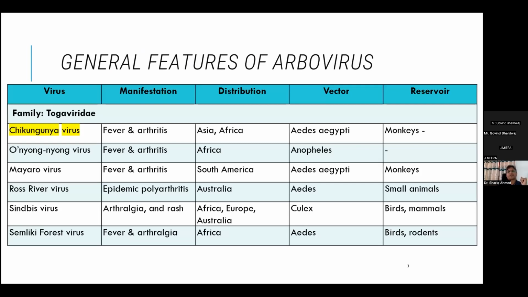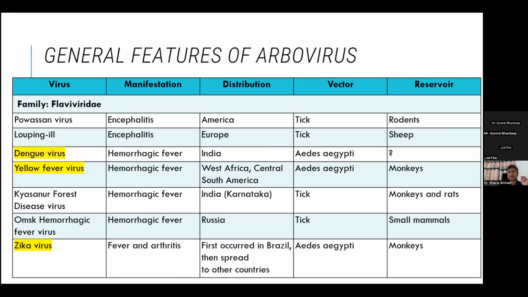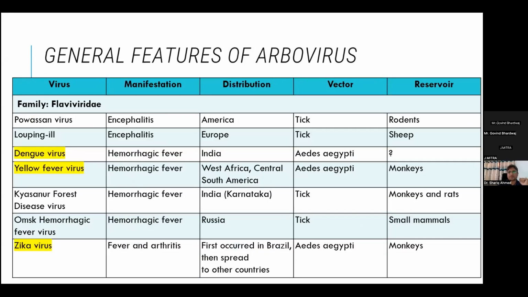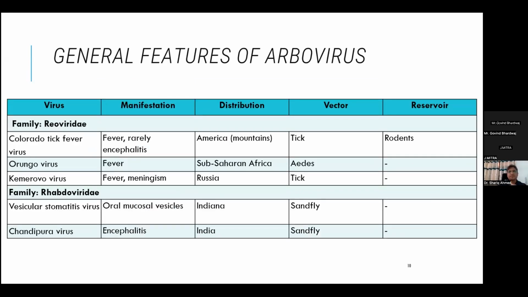Arboviruses are further divided into five families, like Togaviridae, which include chikungunya virus. Then there is Flaviviridae, which includes Japanese encephalitis, dengue, yellow fever, and Zika, which we commonly know. There are numerous other viruses like St. Louis and West Nile, which we will not be studying today. Then there are the Bunyaviridae family, Reoviridae, and Rhabdoviridae. So this was the brief introduction about the arboviruses, in which the dengue virus comes under the flaviviruses family.